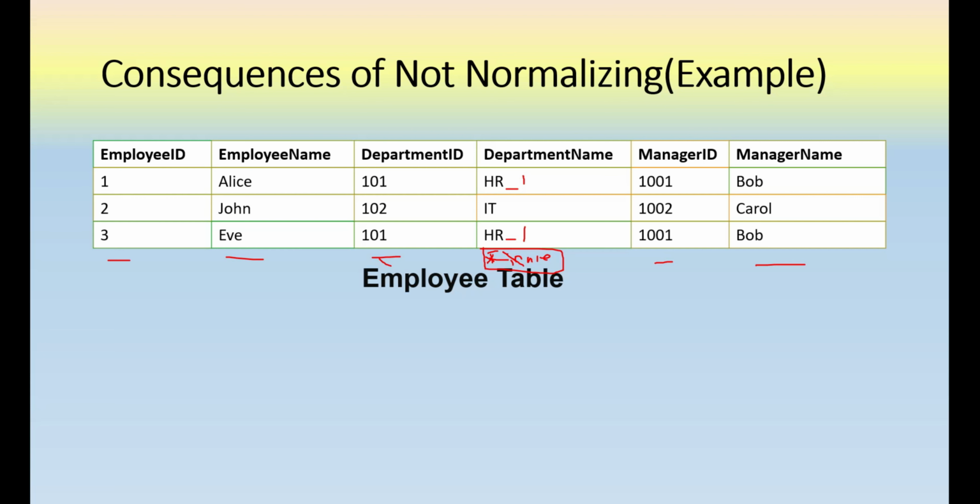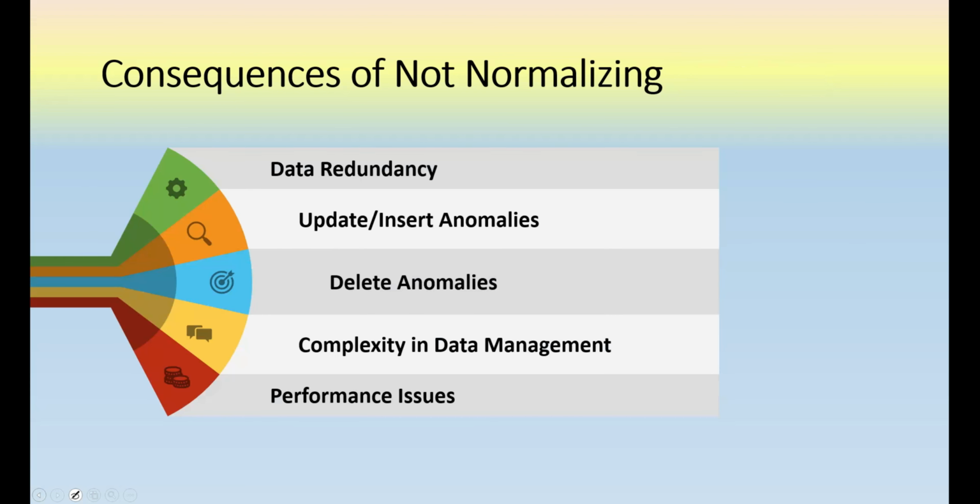And in the delete case, deleting all employees from the HR department would also remove the department details, losing important information. Suppose the HR department is no longer relevant and you delete it. Then the employees become orphans, or other cases would also get removed along with the department details, losing important information. So these are the anomalies we can have in this employee table example.